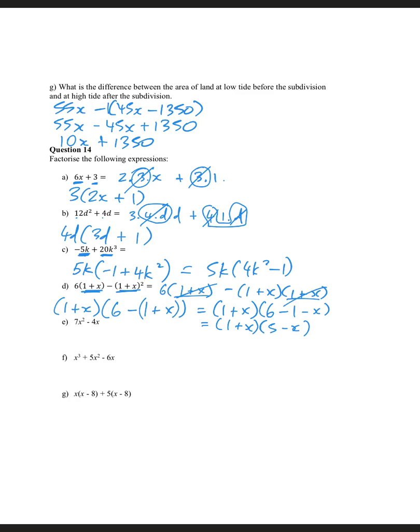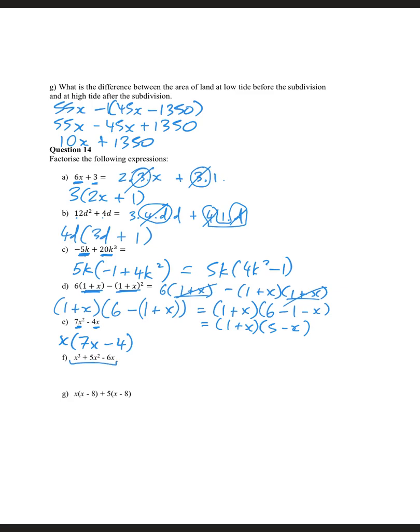7x squared take 4x. The only thing common in these is the x's, so that goes on the outside. What would I have to times x by to get 7x squared? 7x. What would I have to times x by to get negative 4x? Negative 4.